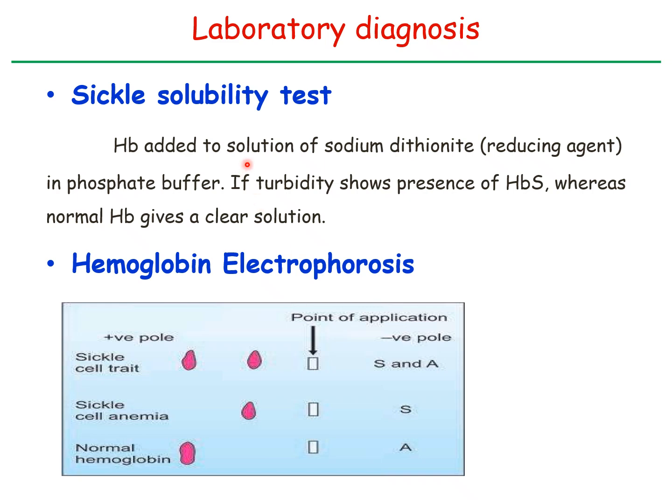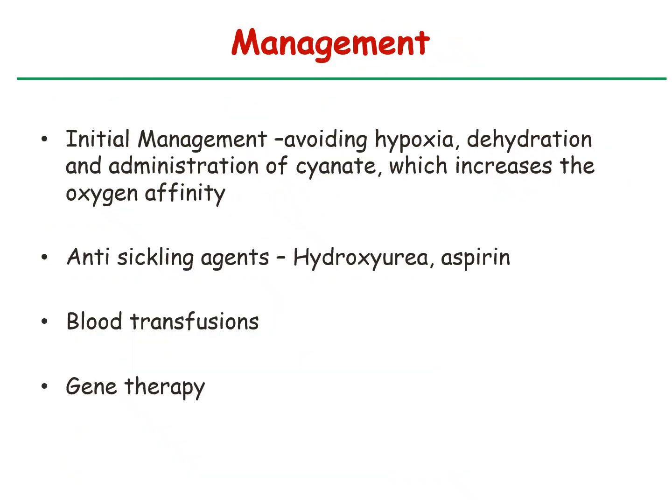Next, the sickle solubility test. Here, a solution of sodium dithionite, which is a reducing agent, in phosphate buffer will be added to your hemoglobin. If turbidity shows, it indicates the presence of HbS, whereas normal hemoglobin gives a clear solution. And this is hemoglobin electrophoresis. Electrophoresis I have already told: the point of application, how far it will be moving. So like that, with hemoglobin electrophoresis, one of the tests, we are able to identify it.